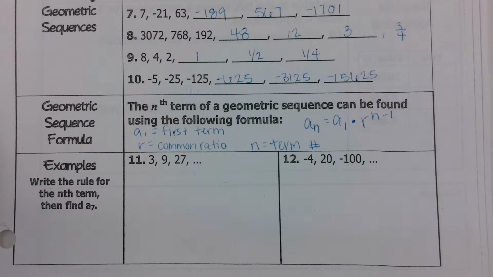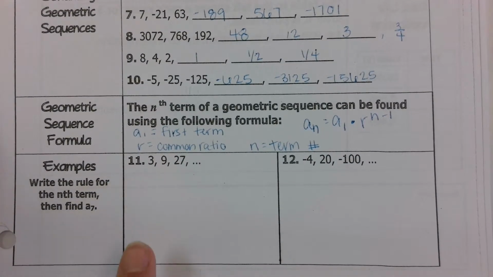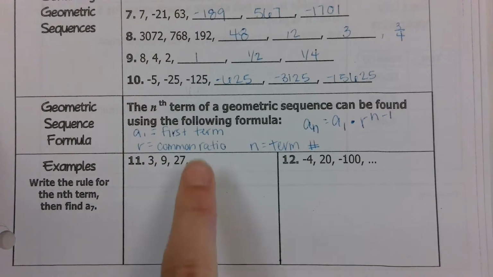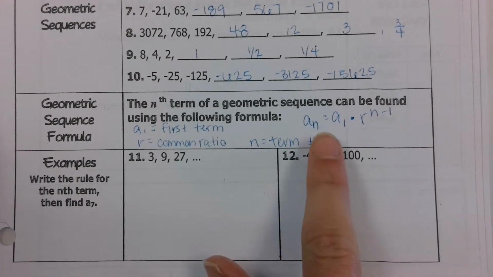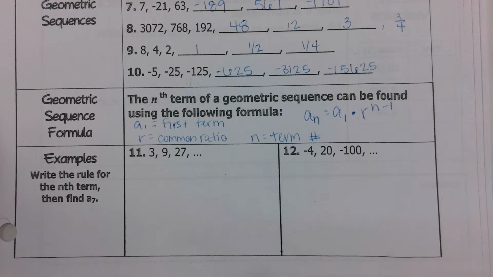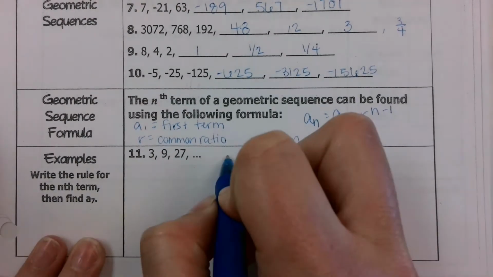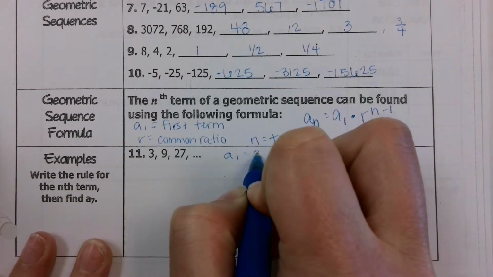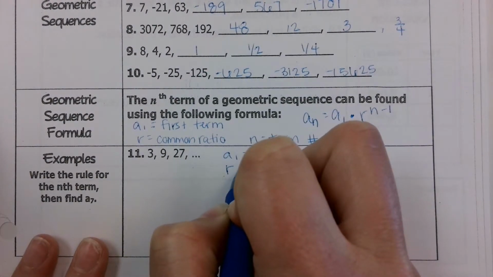So ready to try some? Yeah. So guys, essentially the exact same thing that we did yesterday, you just have a different rule now. So for the first one over here, we've got 3, 9, 27. So you need your first term and you need your common ratio so that we can write our rule for the nth term, our general rule for the sequence. So what is your first term? 3. And what is our common ratio? What are they multiplying each time?